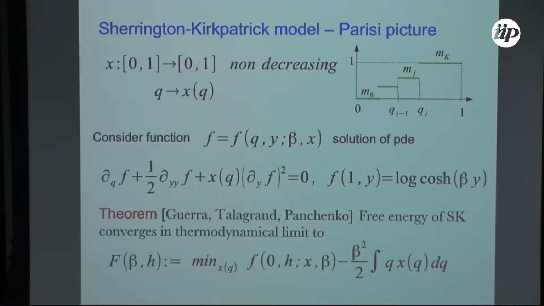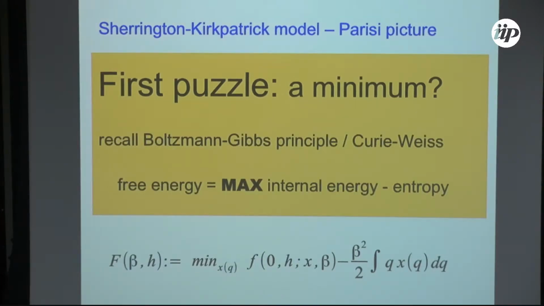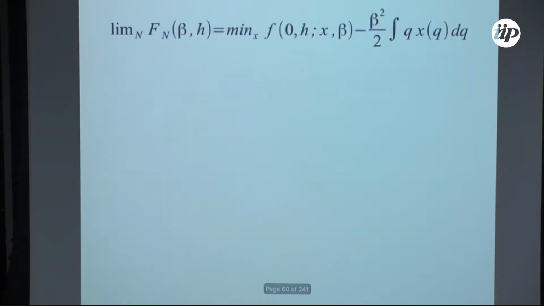And here it all begins somehow, as far as this talk is concerned. So here's the first puzzle. You see, it's a minimum over these non-decreasing functions. And in fact, in the Boltzmann-Gibbs principle, as we worked out in the Curie-Weiss model, the free energy was the maximum of internal energy minus the entropy. Now you could ask, why is this a minimum now? The question of why is related to another question, which is, what is this object?